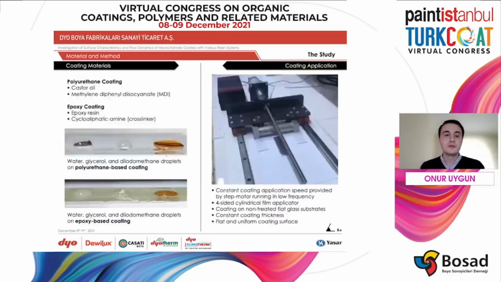And we used two different coating materials, which are polyurethane-based coating and epoxy-based coating. Synthesis and detailed explanations of these coating materials are given in the paper. So I will again continue my presentation. And here we want to share our testing liquids, and the surface coated with polyurethane and epoxy resins.